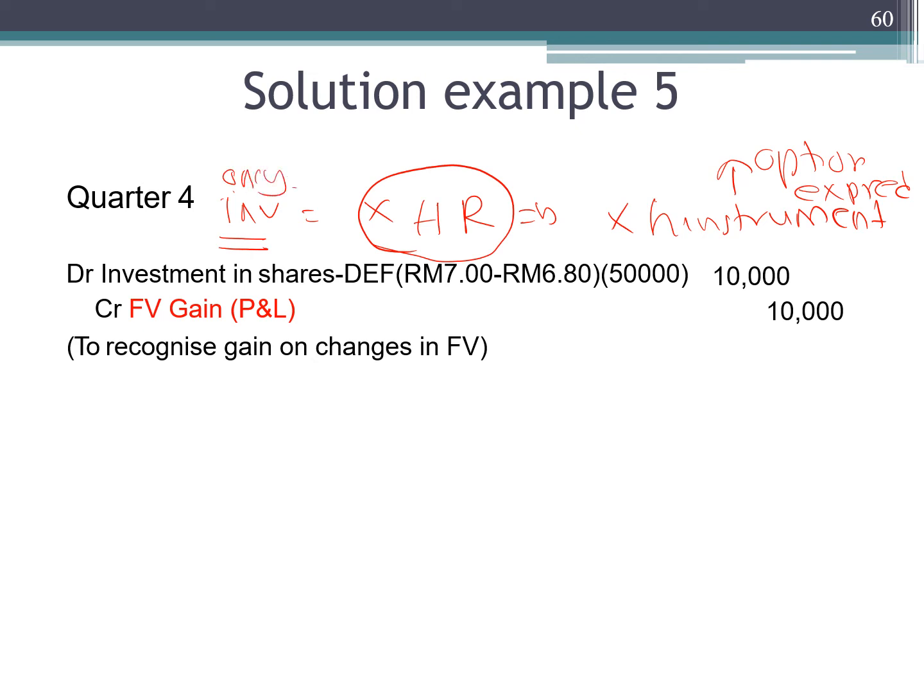So in quarter 4, debit your investments here because you have the increase in the value. Now the value becomes 7 ringgit. And the previous value here is 6 ringgit and 80, so you have 20 cent. That 20 cent times 50,000 is 10,000. So debit your investment, credit the fair value gain. Okay, 10,000 is going to be transferred to your income statement also.